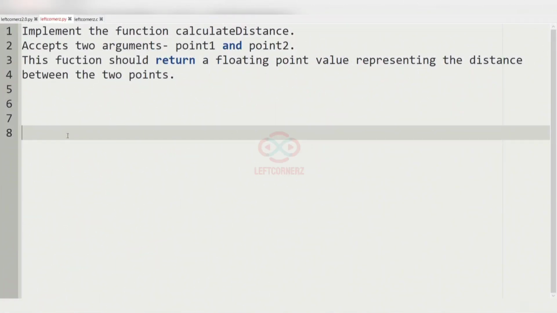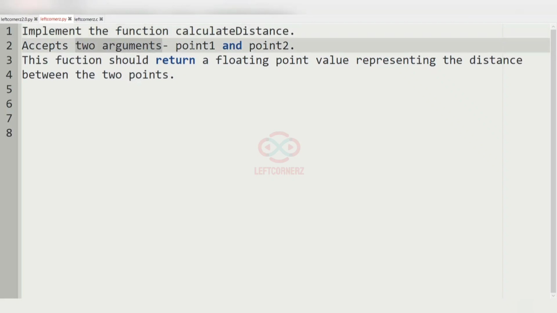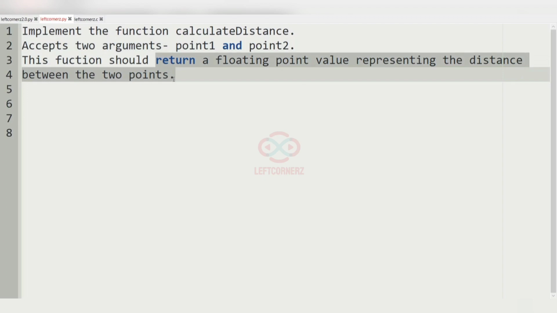Let us solve today's DC using C programming language. It must implement the function calculate distance, which accepts two arguments, point 1 and point 2. This function should return a floating point value representing the distance between the 2 points.